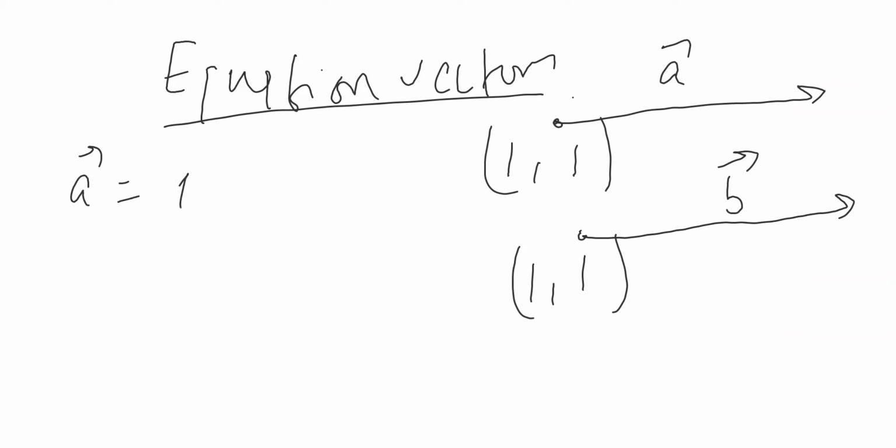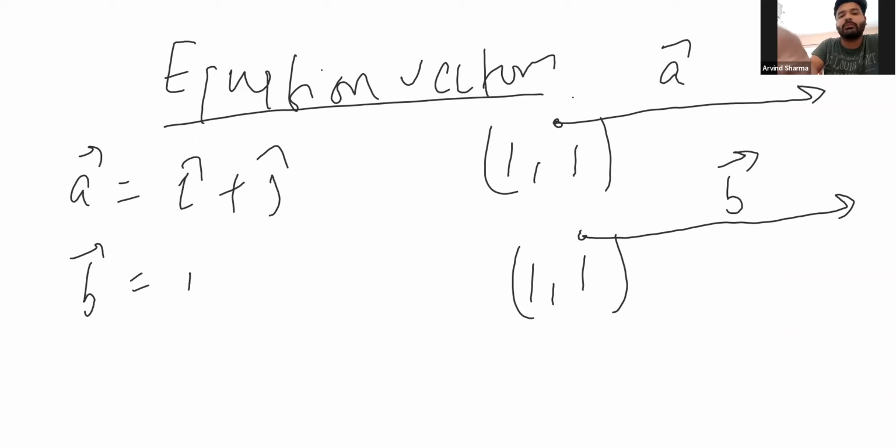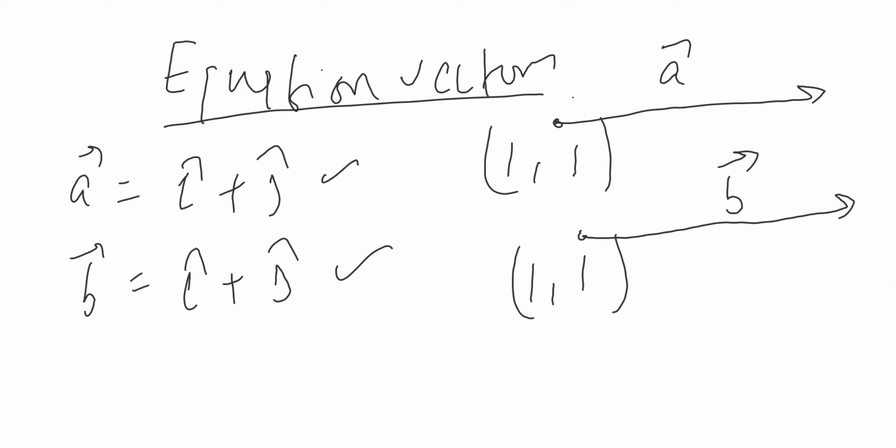Vector A is equal to I cap plus j cap. And how will you write B? It's also I cap plus j cap, right? So basically these are called equal vectors. Now the most important topic is the magnitude of a vector.